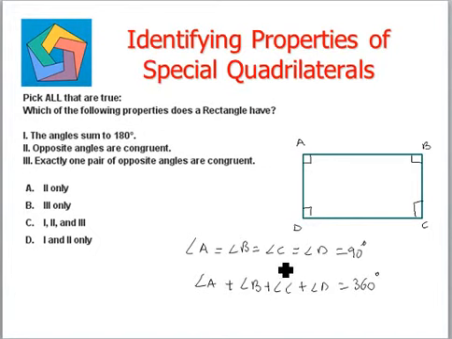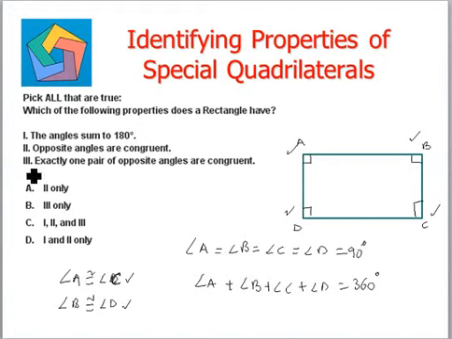Now here we see that since all angles are equal to 90 degrees, therefore they all are congruent to each other. Also, both the opposite pairs of angles of the rectangle are congruent. That is, angle A is congruent to angle D, and angle A is congruent to angle C, while angle B is congruent to angle D. So opposite angles are congruent.